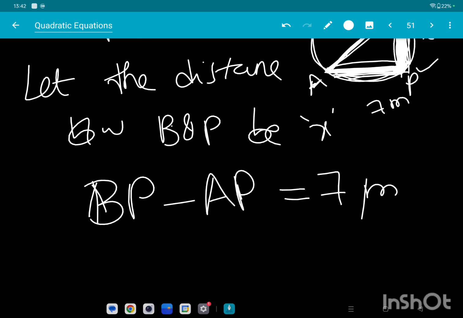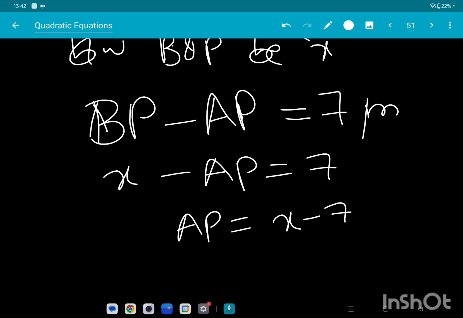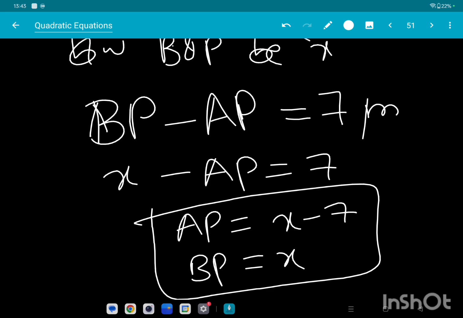So what is the BP value here? x minus AP is equal to 7 meters. Now if I want to find the AP value, then it will be x minus 7, right? So we have the BP value as x and the AP value as x minus 7. Now we are going to substitute these two values in an equation.